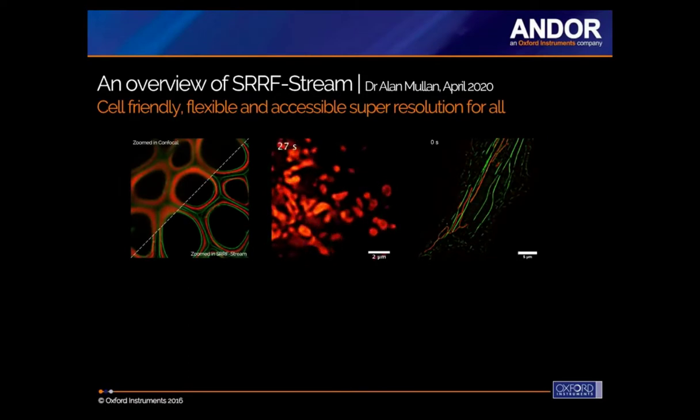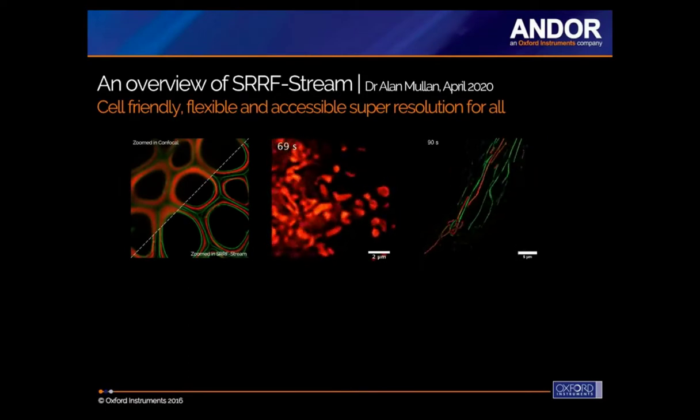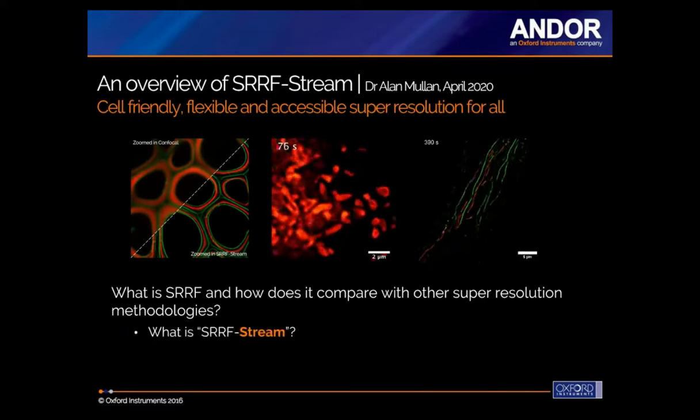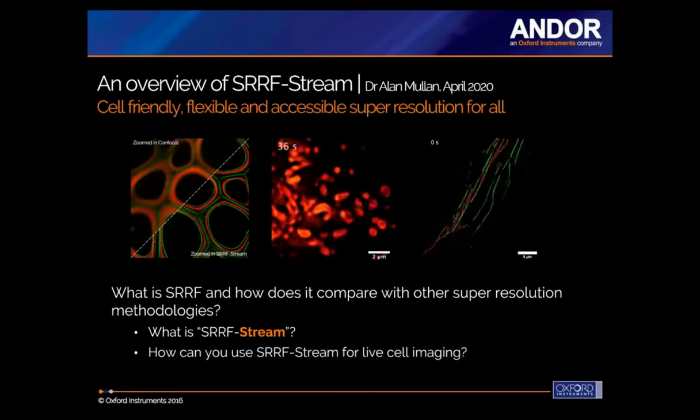In this part of the presentation, we're going to look at SurfStream, which is a cell-friendly, flexible, and accessible super resolution method. So we're going to look first of all at what SURF is and how it compares with a number of other super resolution methodologies, and then also at what SurfStream is and how this differs from normal SURF, and then how you actually can use SurfStream for live cell imaging purposes.